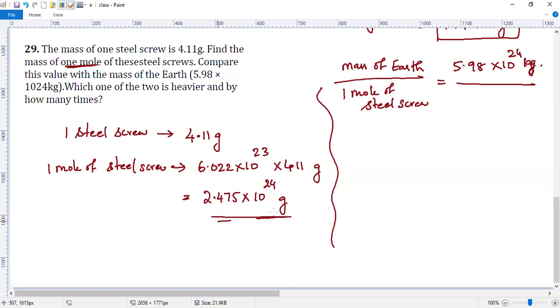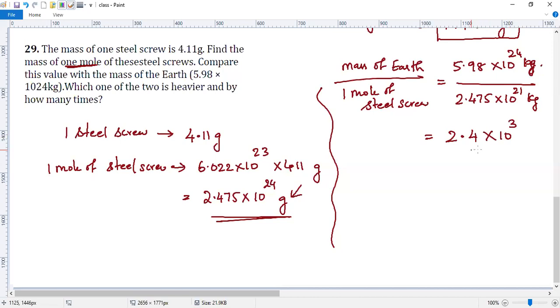Here we have got it, right? This is given in grams. So you have to convert it into kg. If you convert to kg, it will become 10 power 21 kg, right? So you can write it as 2.475 into 10 power 21 kg. So when you divide, approximately, this is 2.475 and this is 5.98. So approximately it will be 2 point something. So when you divide, 2.4 is coming into 10 power 24 minus 21. So you subtract and get 3, right?